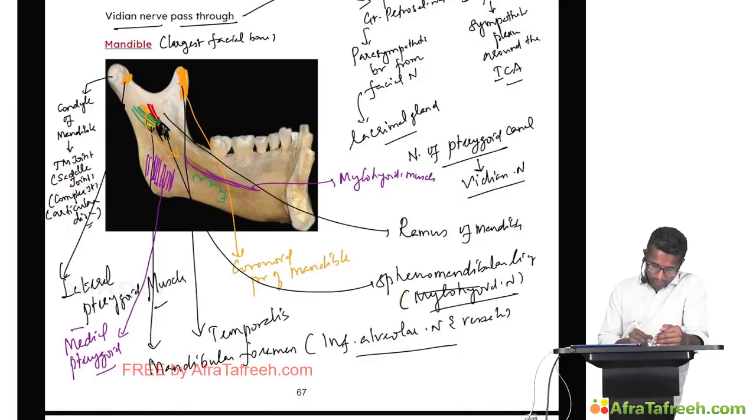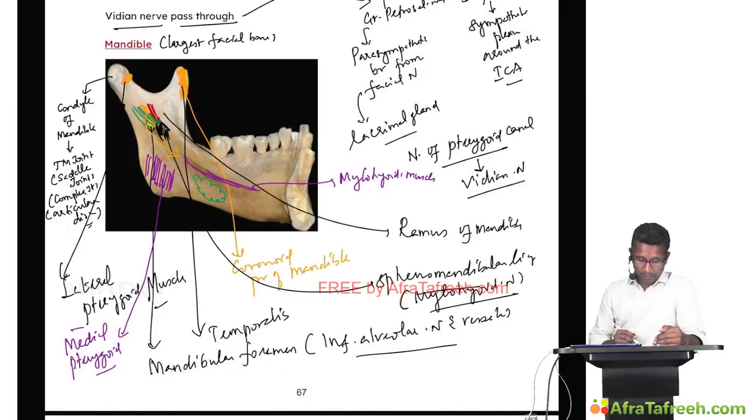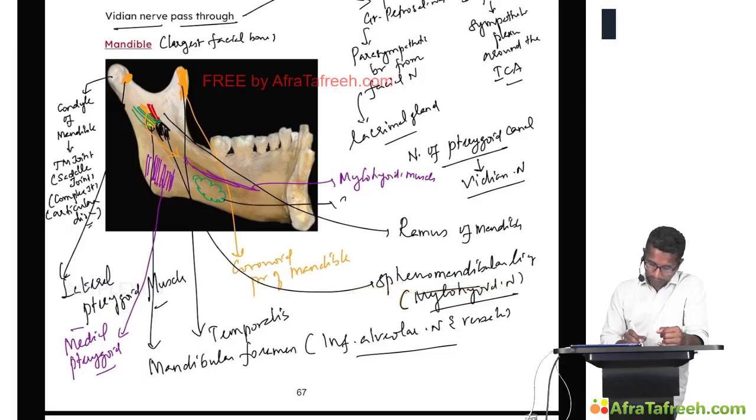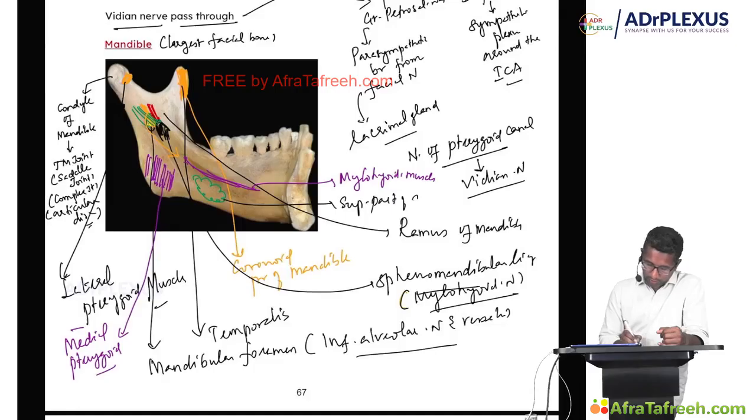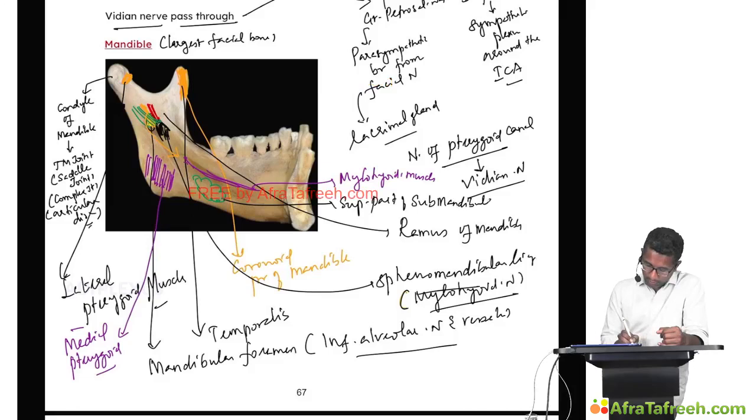Now there is a small fossa present below the mylohyoid line, which lodges a structure. The structure which is lodged in this area is the superficial part of the submandibular gland, below the mylohyoid muscle. What you see here is the superficial part of the submandibular gland.